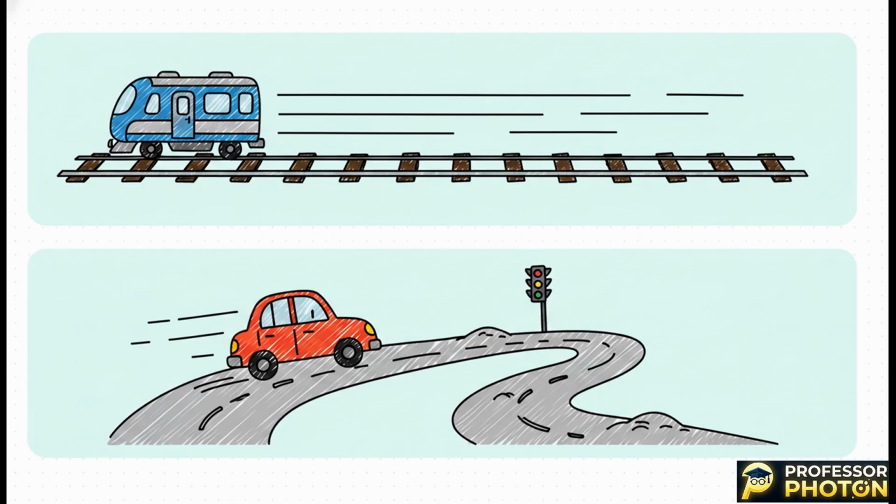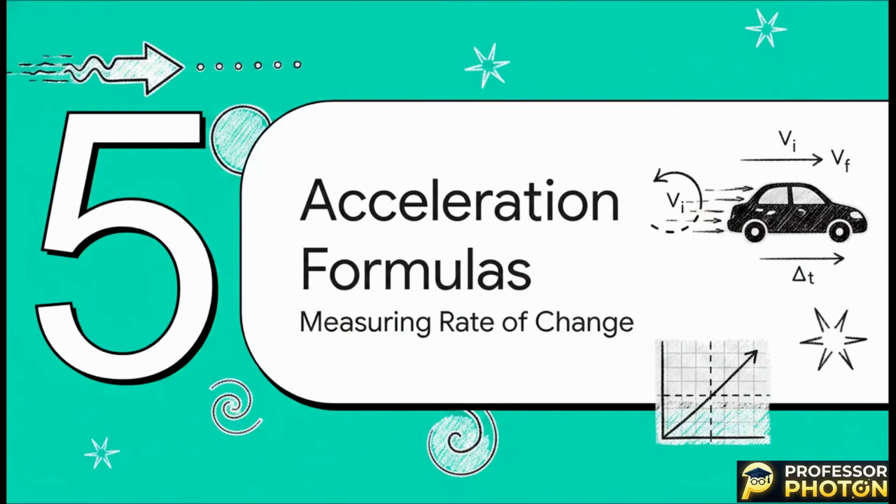But non-uniform motion is what we experience pretty much all the time in the real world. A car constantly braking for traffic lights, speeding up, taking corners, that's non-uniform because it's covering unequal distances in equal intervals of time. Which brings us to the math. Let's tackle how to mathematically measure that exact change in speed.